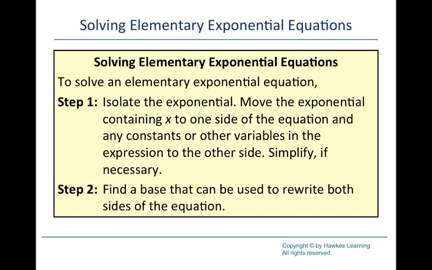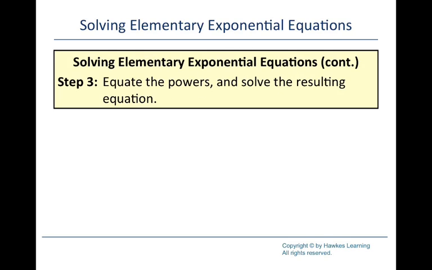So, solving elementary exponential functions. Isolate the part that has the exponent on it. Isolate the variable, so you get that exponent to one side of the equation and anything else to the other side. Find a common base and rewrite both with that base. Then you equate the powers. If the bases are equal, the powers have to be equal, and you can then solve a pretty simple equation. We'll work some examples so that you can see how that works.